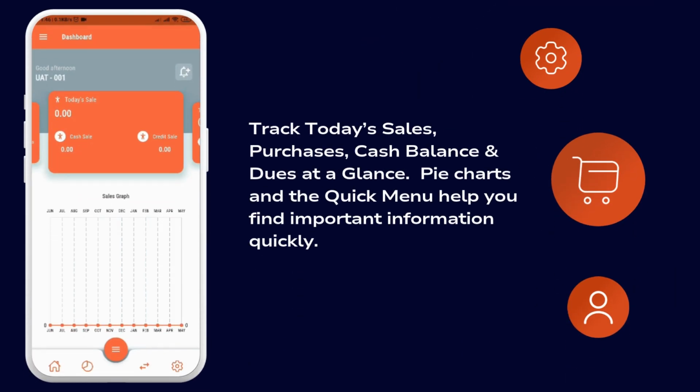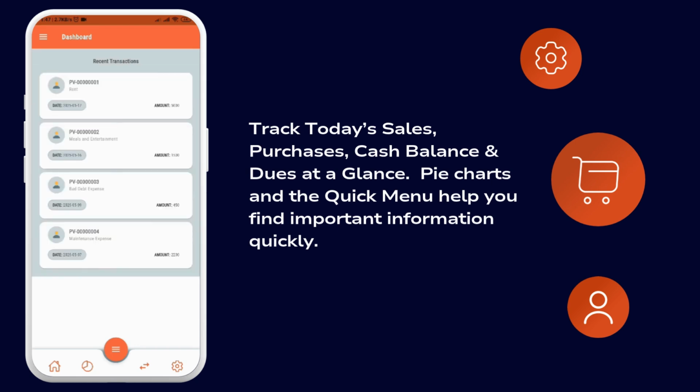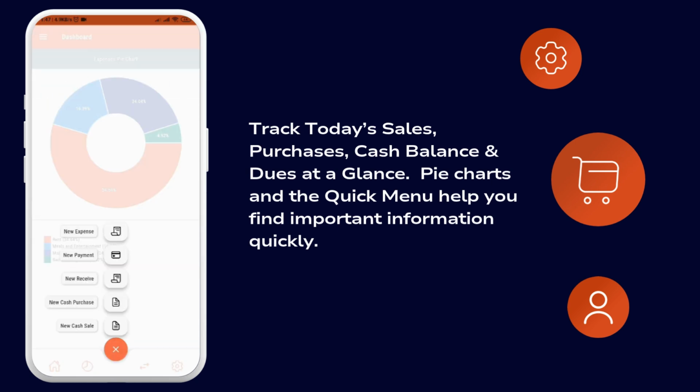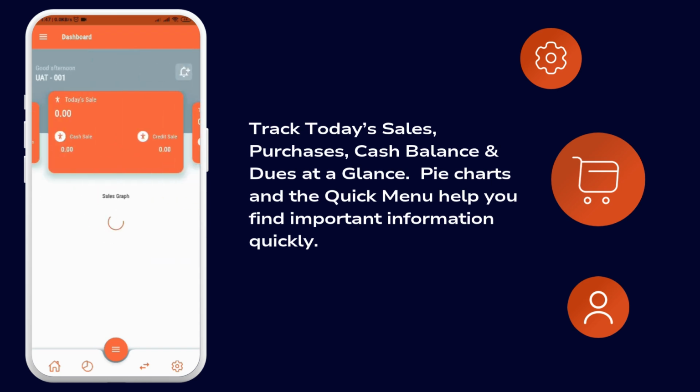After logging into the HisabPotro app, you will see an excellent and interactive business panel which will display today's sale, cash on hand, today's purchase, total payables, and daily expenses, helping you make quick and confident decisions. Below this, you will see a graphical representation of annual sales, which will help you understand how your business is progressing over time. You will also find quick access tabs for important features like settings, recent transactions, expenses pie chart, and the quick menu so that you can get to the right information faster.